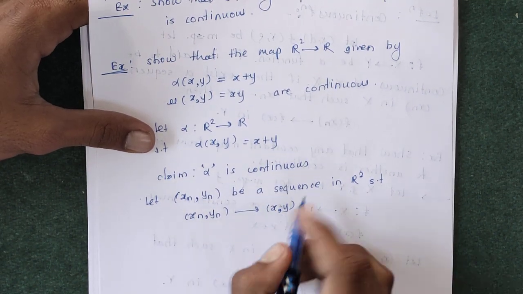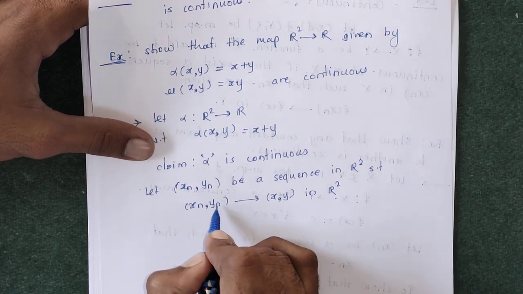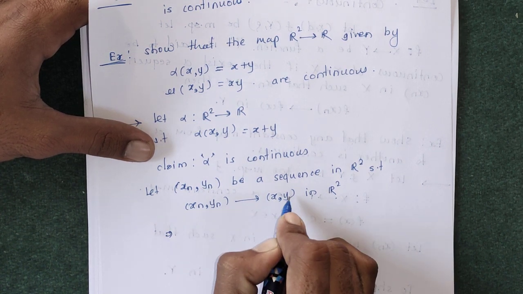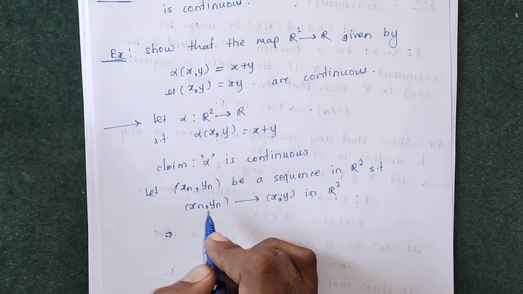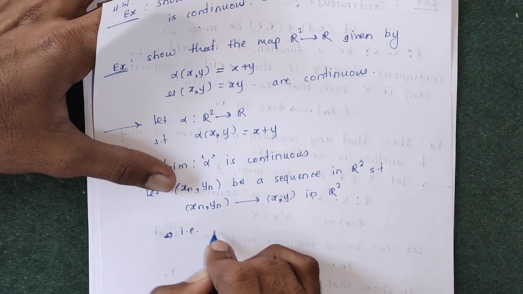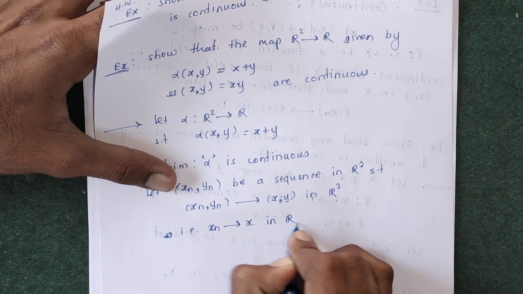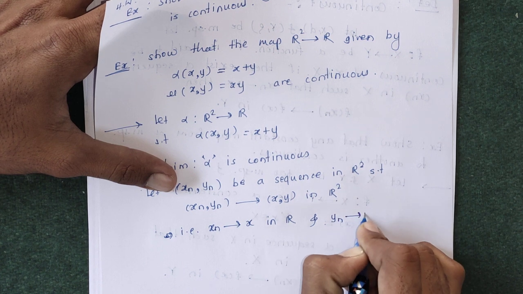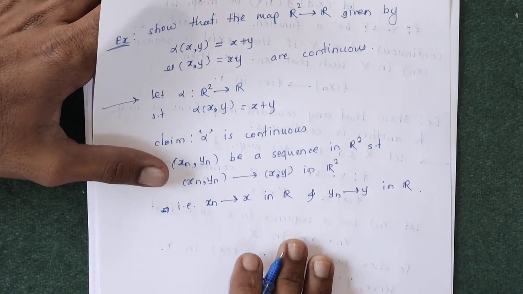So (xn, yn) converges to (x, y) in R square. Now (xn, yn) converges to (x, y) in R square means xn converges to x and yn converges to y in R. This we have seen in the convergence of a product metric space in the previous chapter. So clearly xn converges to x in R and yn converges to y in R.